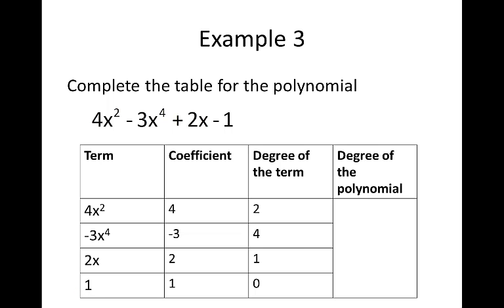And the degree of each term. So again, we're looking at the exponents. Second degree, fourth degree, understood 1 there, first degree, and there's nothing there, so that's a 0. The degree of the polynomial, we basically look at each of these values here, and the highest one ends up being the degree of the whole polynomial.